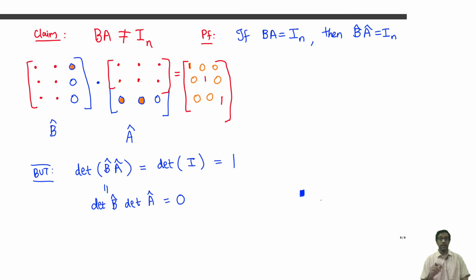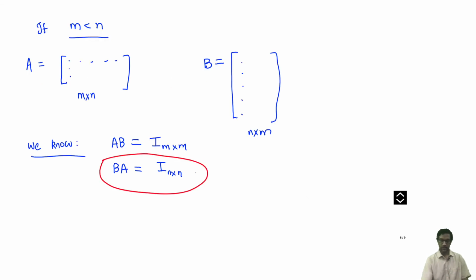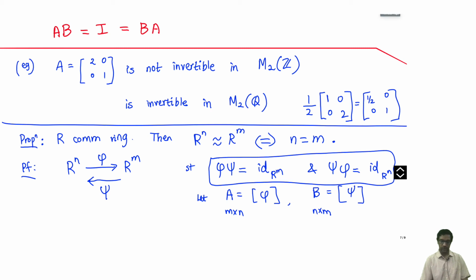Observe, by the way, that in this case AB could be identity. If you try doing the same proof with AB, you won't be able to construct a contradiction. It's only BA that breaks down. So that's the end of the proof, because we have shown that M less than N gives rise to a contradiction. If N is less than M, then you do the other order. Then you show that AB cannot give you the identity. So this is an important statement. What this proposition proves is that R^m and R^n can be isomorphic if and only if N and M are the same. This involves the assumption that R is a commutative ring.